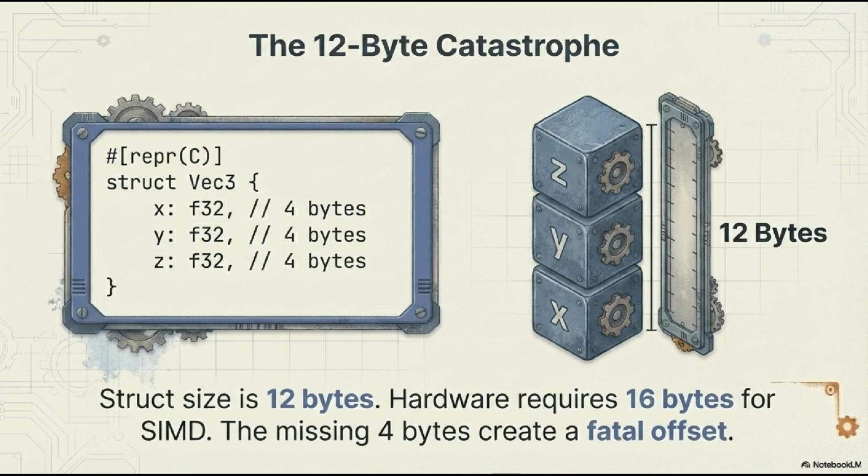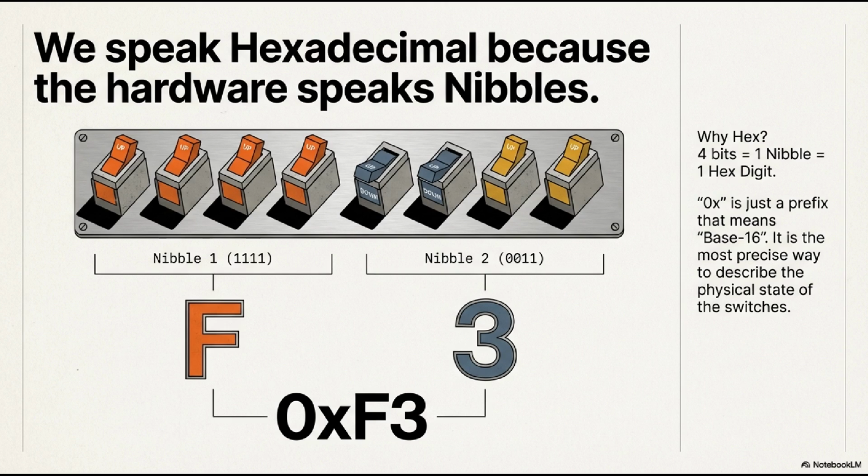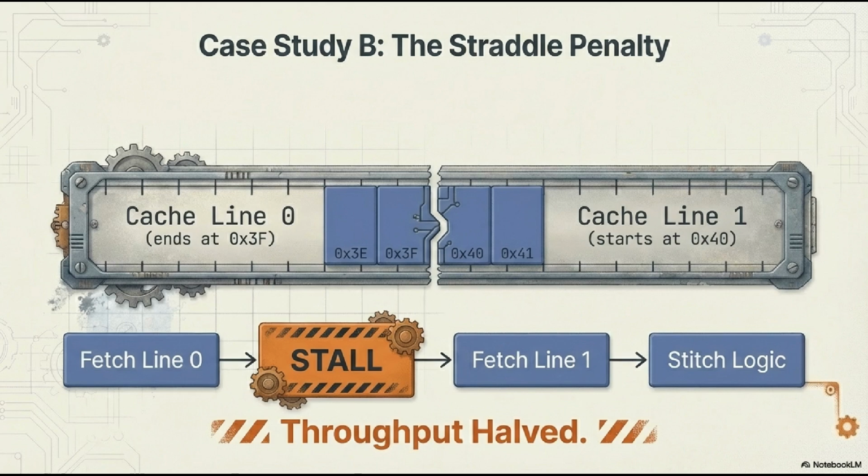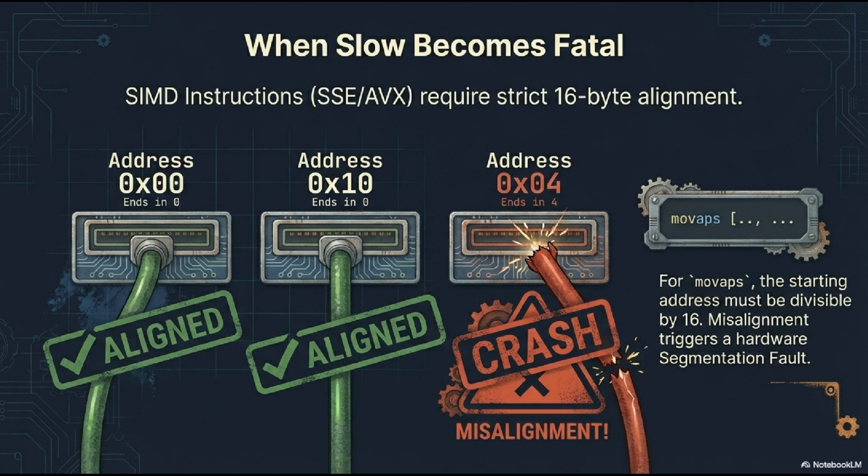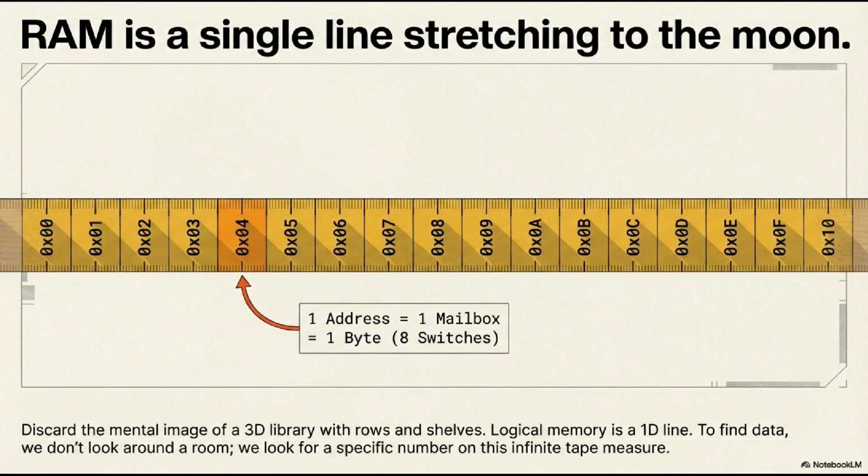But this raises a question. If we have X, Y, and Z, that's 3 things. To fix this, why don't we just add a 4th thing to make the total size 16 bytes? That is exactly the solution. We add a 4th component to our vector. We traditionally call it W. So now our structure has X, Y, Z, and W. Each one is 4 bytes. What's the total now? 4 times 4 is 16.